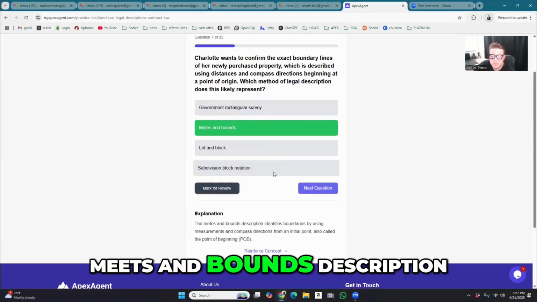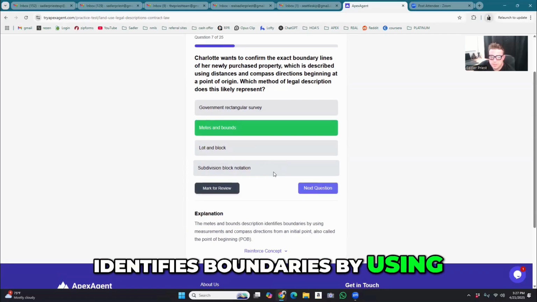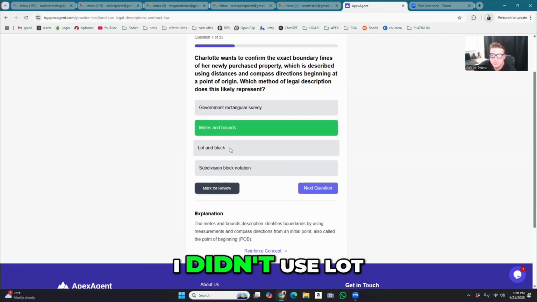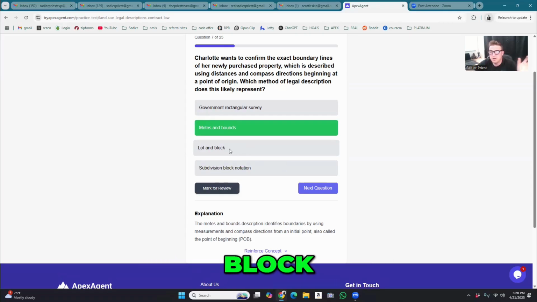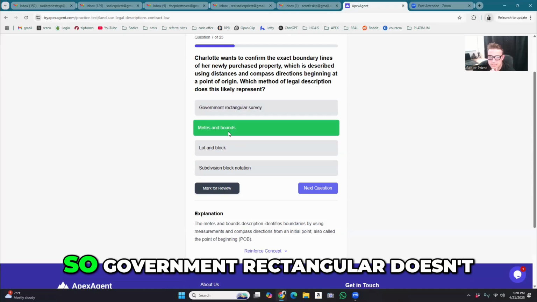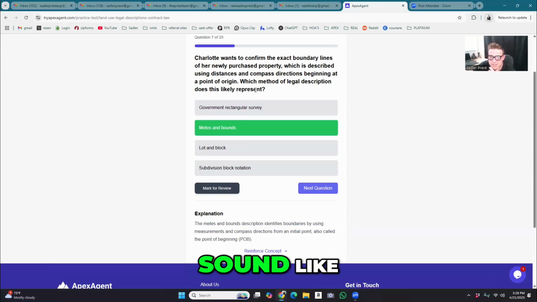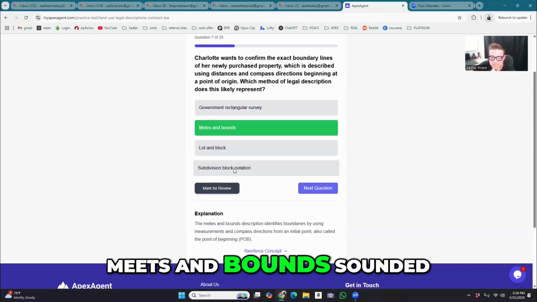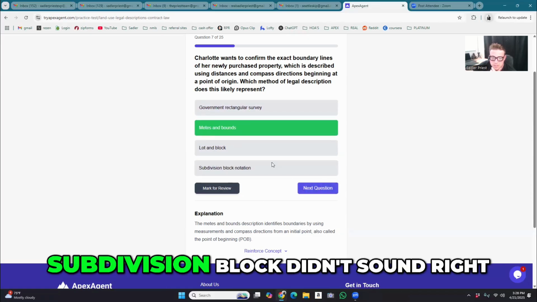Here we go. A metes and bounds description identifies boundaries by using measurements and compass directions from an initial point, also called the point of beginning. I didn't use lot and block because it actually goes by block numbers, not a legal description. Government rectangular doesn't sound right, so I did a process of elimination on this. Metes and bounds sounded like the best one. Subdivision block didn't sound right.